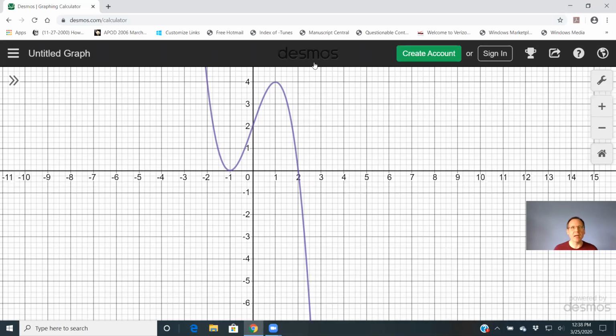So if you look in this case, let me annotate this. It looks like we have a root at -1.